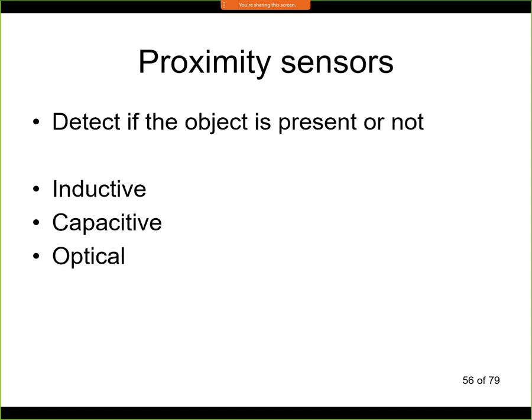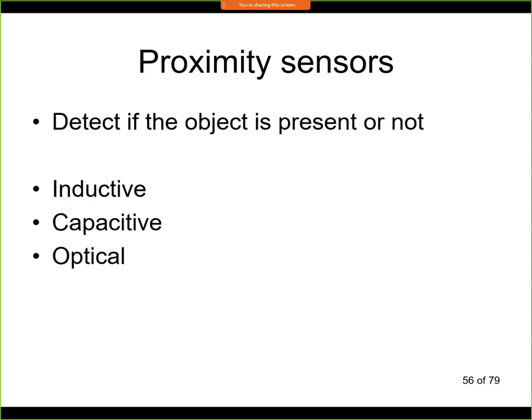Continuous sensors are useful in many applications where you really need to know what is the actual distance. But there are many applications where you just need to know if the object is present or not. And you don't care about the distance, you just need to know if the sensor sees the object or if it's not visible.